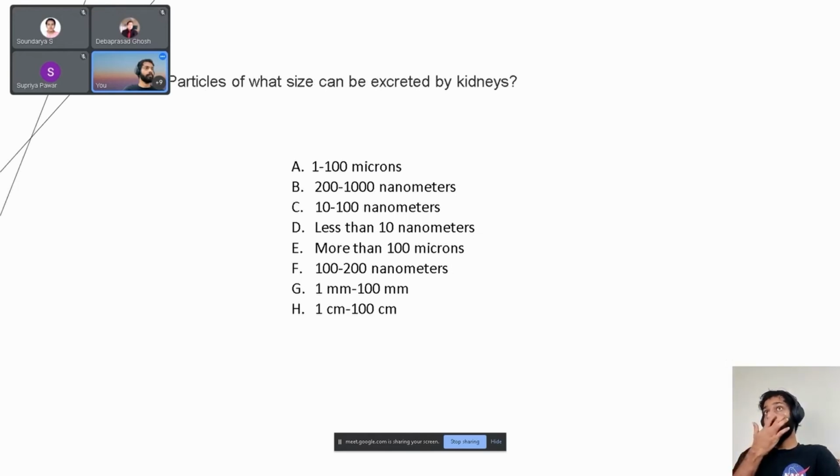Okay, so particles of what size can be excreted by kidneys? Less than 10 nanometers. The D is the answer. Okay. Others feel free to speak up. If you have any doubts, also feel free to ask. We can spend more time and try to clear your doubts as well. But yeah, B is the answer. Less than 10 nanometers.